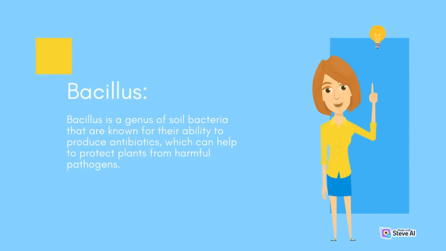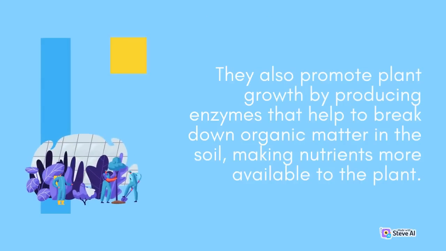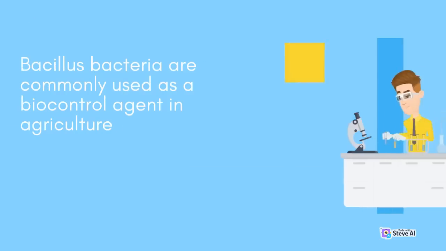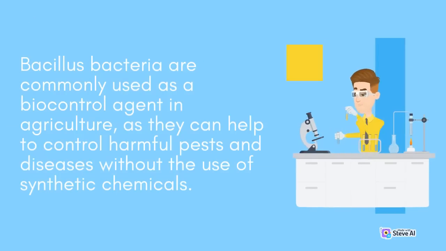Bacillus. Bacillus is a genus of soil bacteria that are known for their ability to produce antibiotics, which can help to protect plants from harmful pathogens. They also promote plant growth by producing enzymes that help to break down organic matter in the soil, making nutrients more available to the plant. Bacillus bacteria are commonly used as a biocontrol agent in agriculture, as they can help to control harmful pests and diseases without the use of synthetic chemicals.